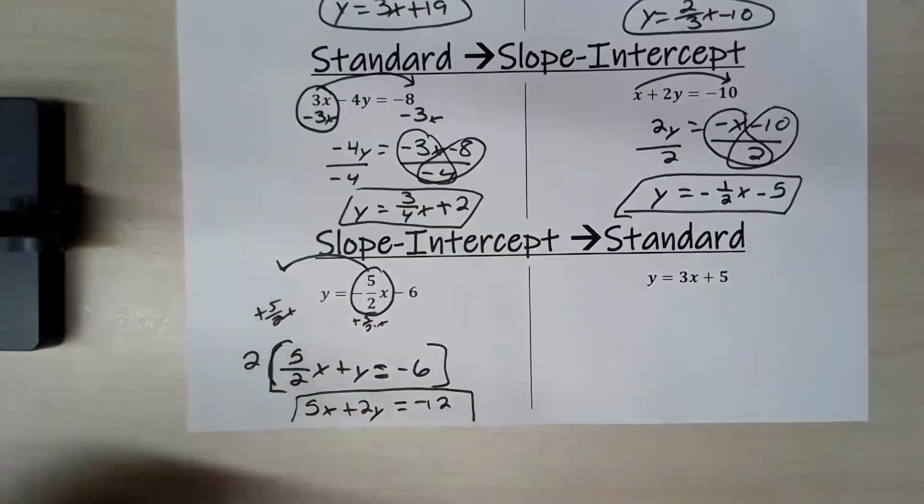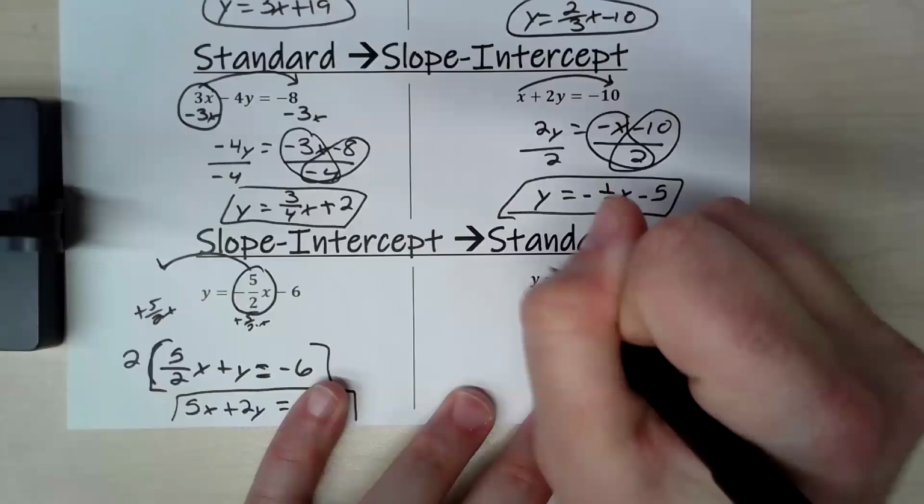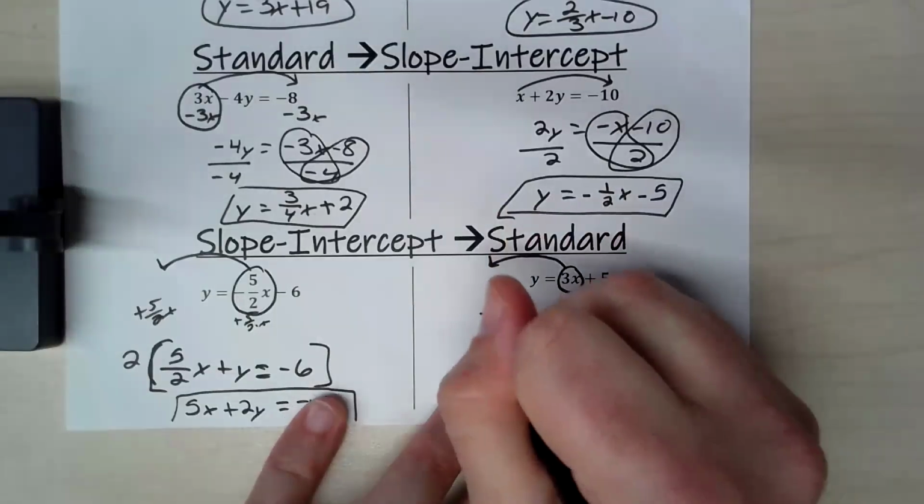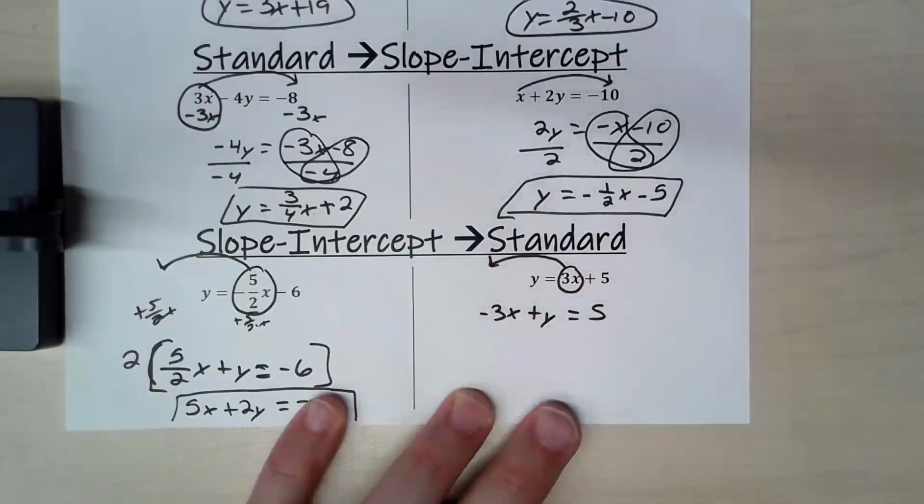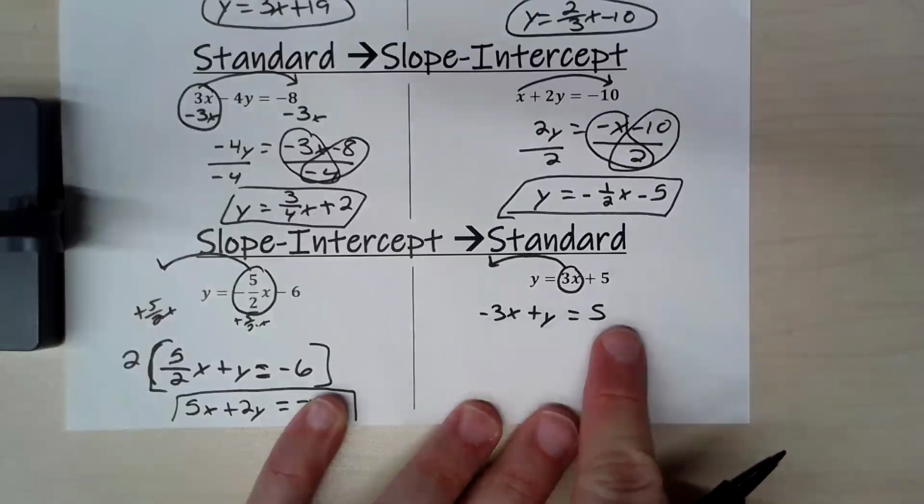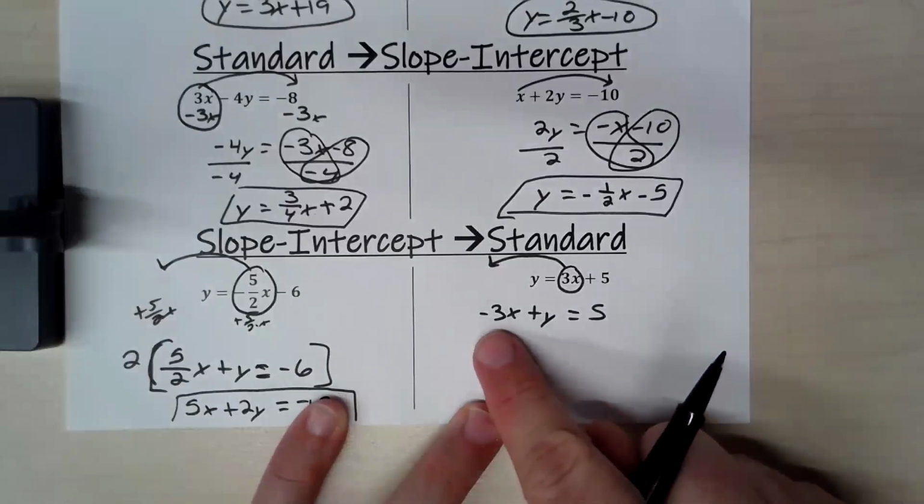Okay, so again, it's kind of the same thing. First step, I've got to move my x to the opposite side. So if it's positive 3x, when I flip it, now it's negative 3x plus y equals 5. Okay, so I've got x's, then y's equal constants. Good. No fractions, no decimals. Good. But I can't have a negative.